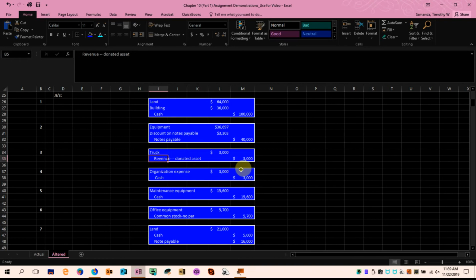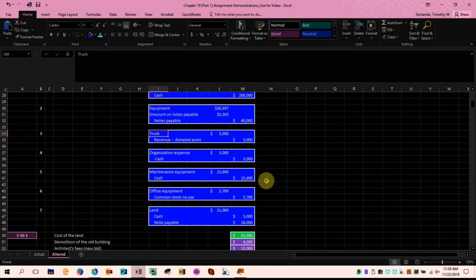Well, this represents revenue as a donated asset. And just fill in the values, and then we have the truck as a new asset. Again, feel free to stop and replay the video at any time to review some of the concepts and solutions I'm discussing.